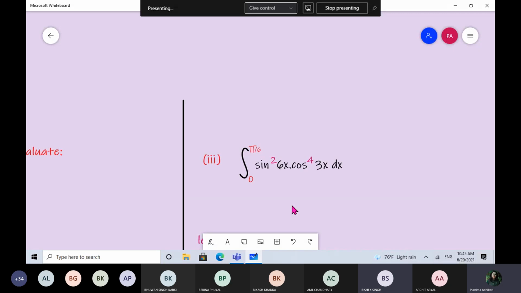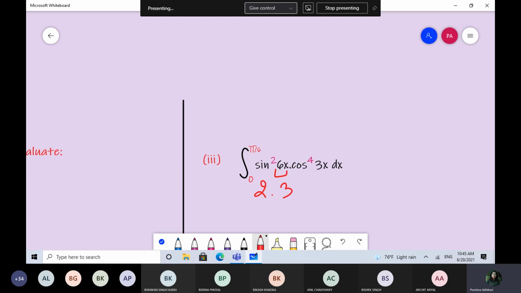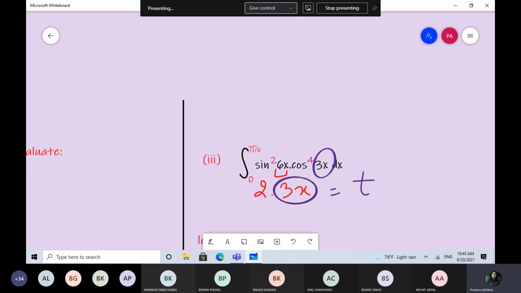First step, 3x equal to t. Very good. You can write this as 6x as 2 times of 3x. Now you got 3x here also, and assume it to be some other variable. It can be t, y, whatever.